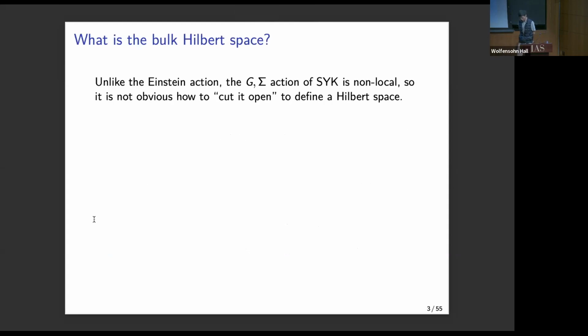So one immediate idea is that you might think, well, let me just cut open the G and sigma action and use the path integral to define states, similar to how I would do it in a field theory. But this immediately runs into a problem, and the problem is that G and sigma are non-local. So this immediately fails.